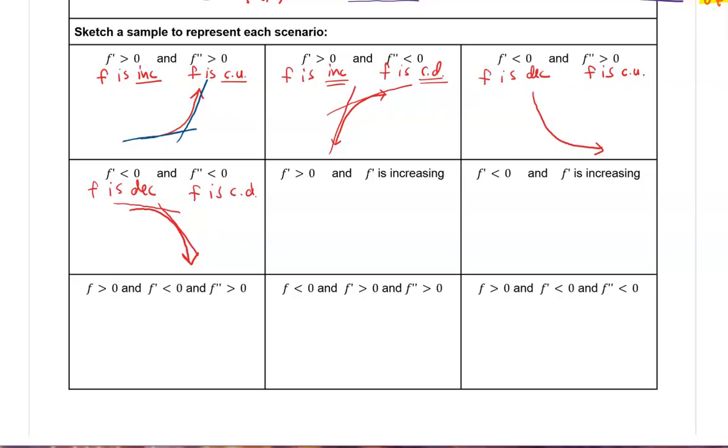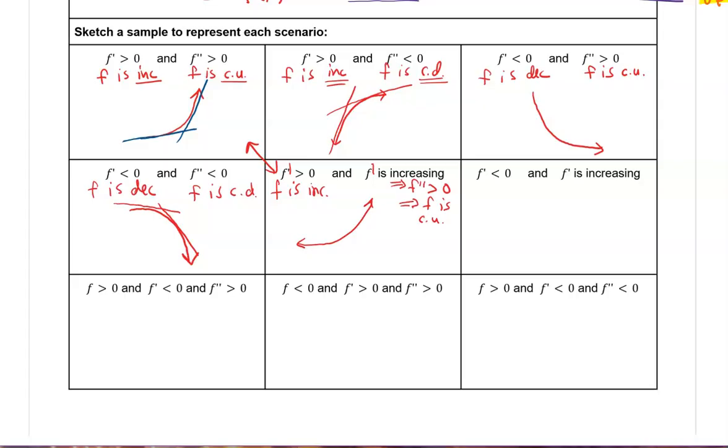Now with this one, I wanted to just switch up the language for you to recognize what these are saying. So this is still saying that f is increasing because its first derivative, f prime, is positive, and its first derivative is increasing. This implies that the second derivative is positive, and then that implies that f is concave up. So there's all this connection. So this graph here is actually the same as this one over here, because to say f prime is increasing is the same thing as saying f double prime is positive.